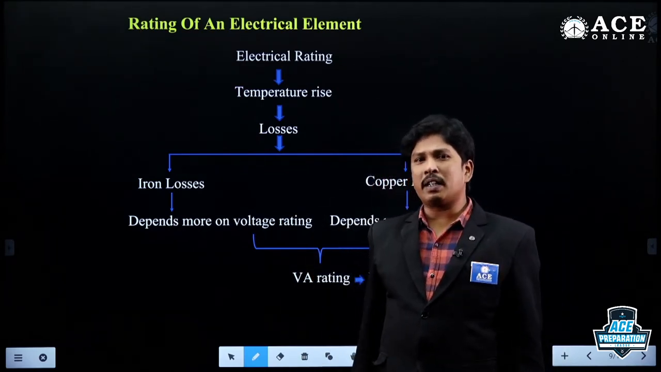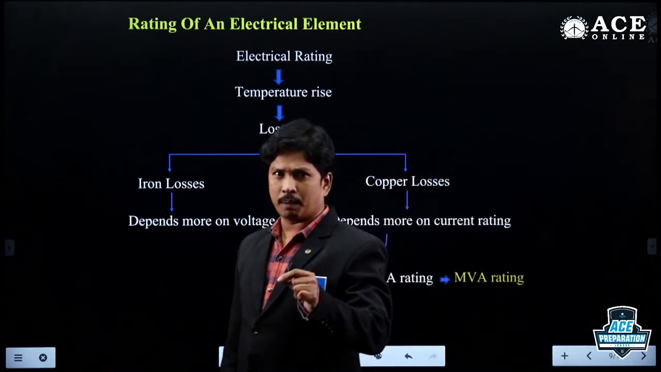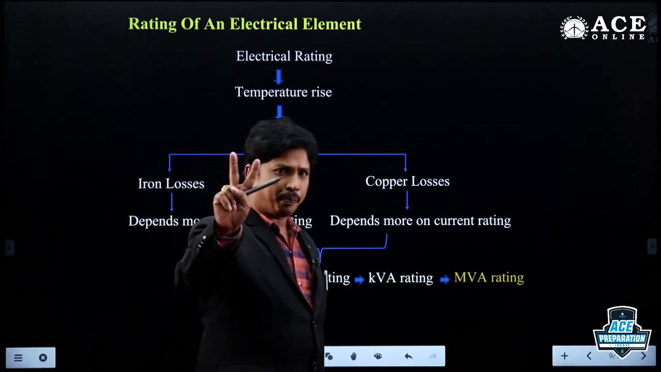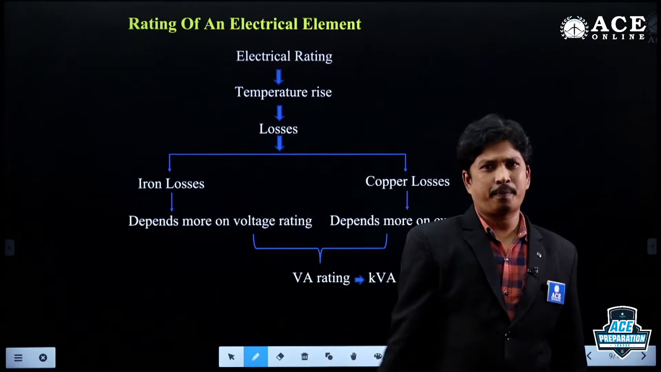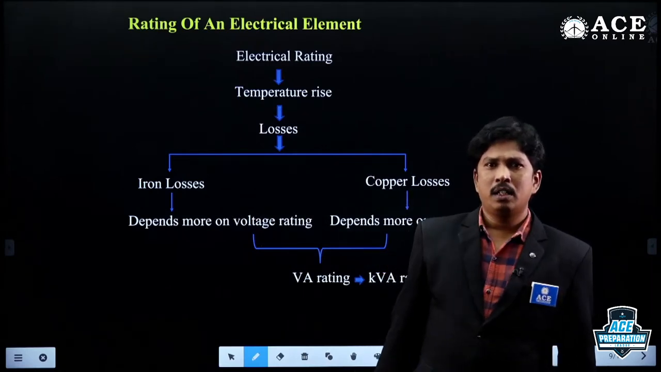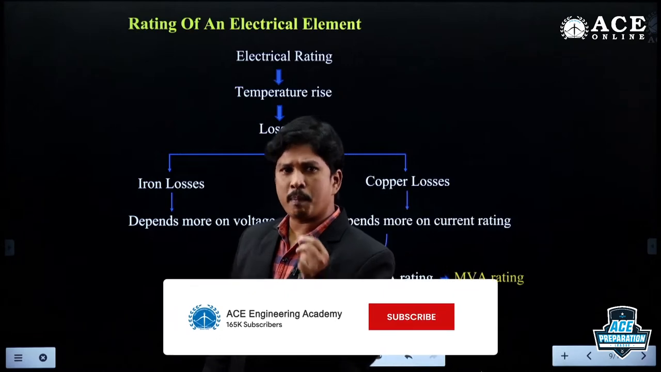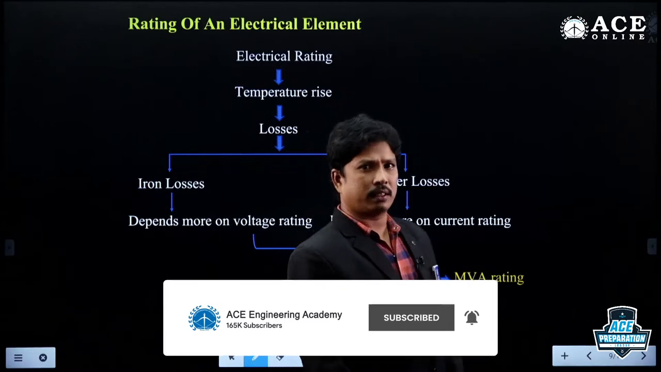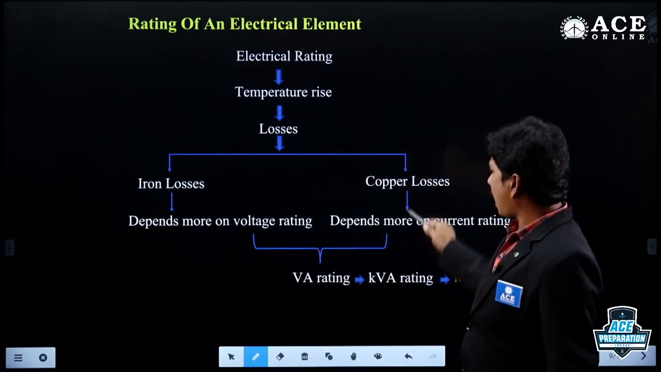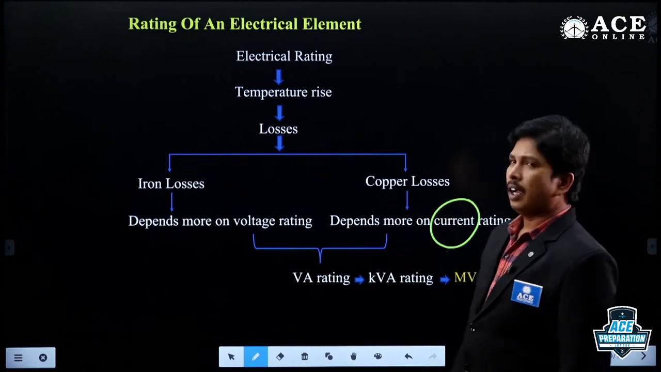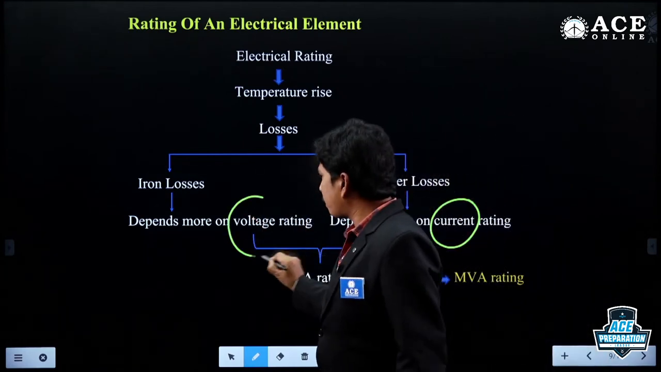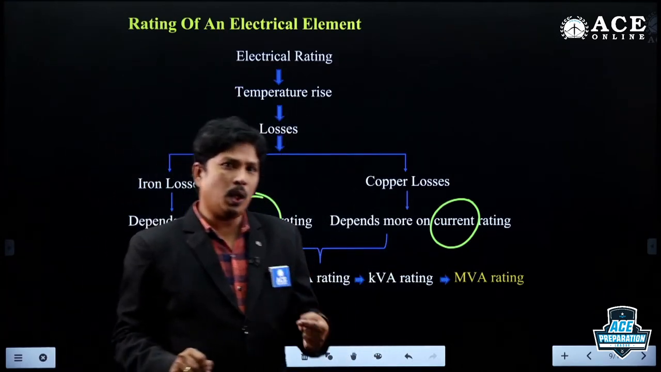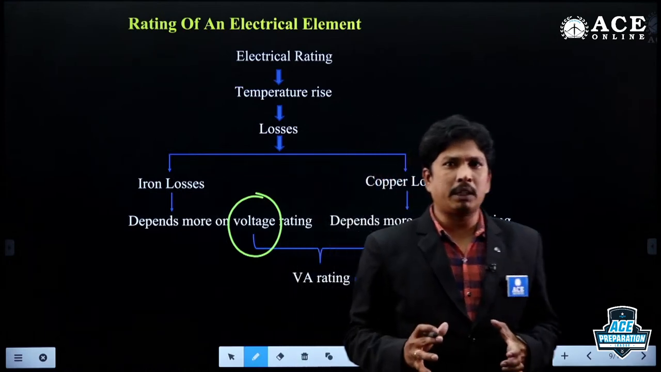And what are the losses we are having? Major losses, not small losses, I'm considering. What are the major losses in the system? The major losses are only two: copper losses and iron losses. There may be various small losses also, but the major losses are copper losses and iron losses. The copper losses always depend upon the current, and the iron losses always depend upon the voltage.